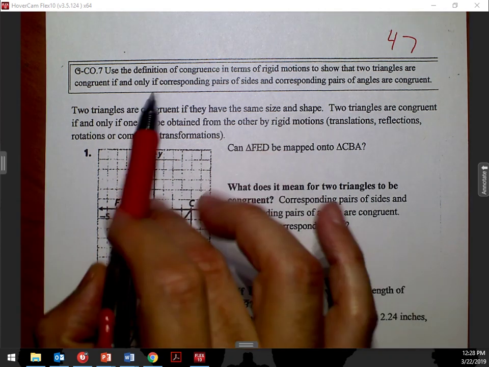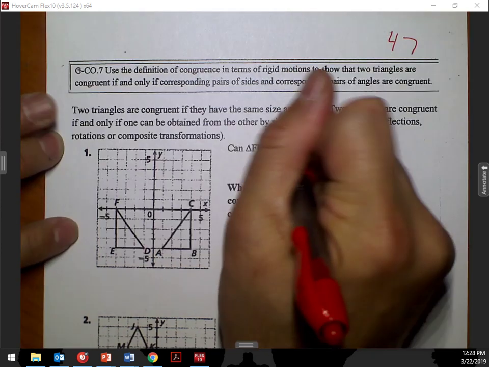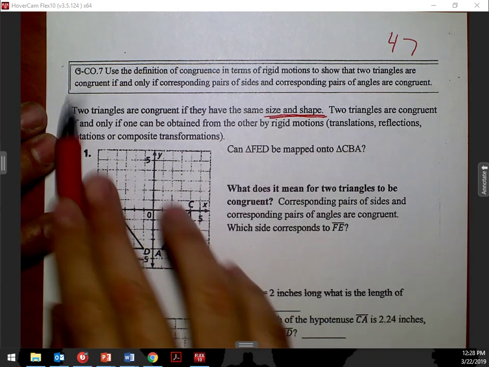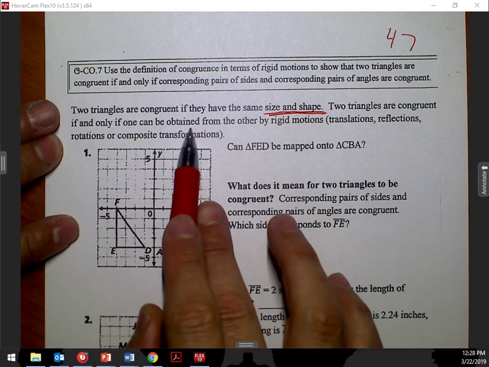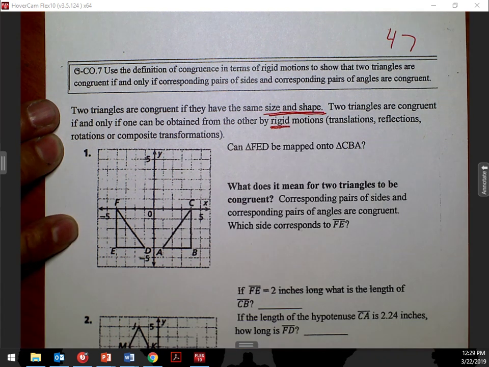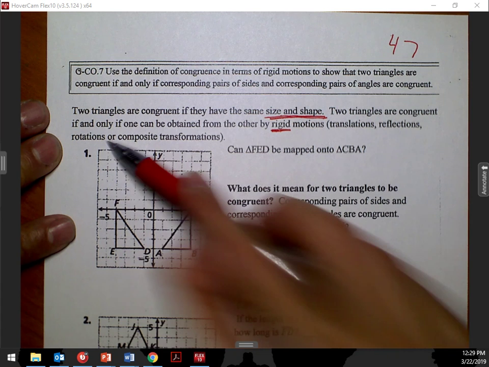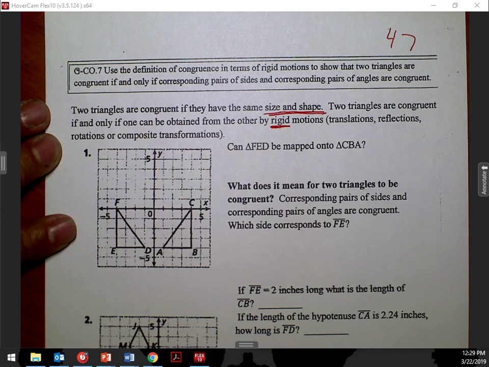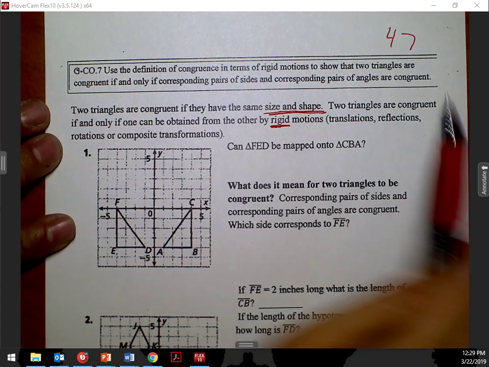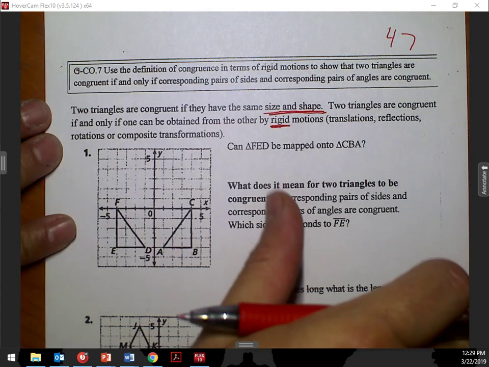All right, so two triangles are congruent if they have the same size and shape. Size and shape. That's important. Two triangles are congruent if and only if one can be obtained from the other by rigid motions. The rigid motions that we have here are translations, reflections, and rotations. Those are the ones where we put one on top of the other. That's where I trace it out with the patty paper, and I either slide it, flip it over, or turn it around. And it's going to match.